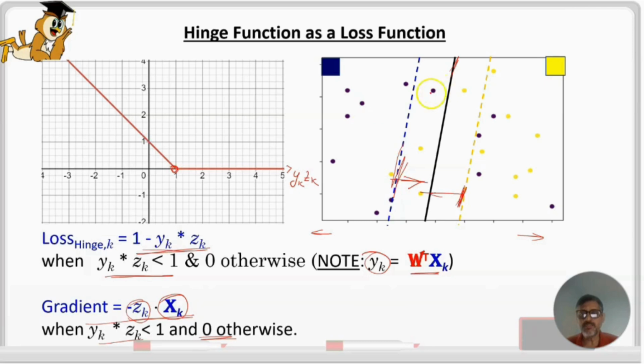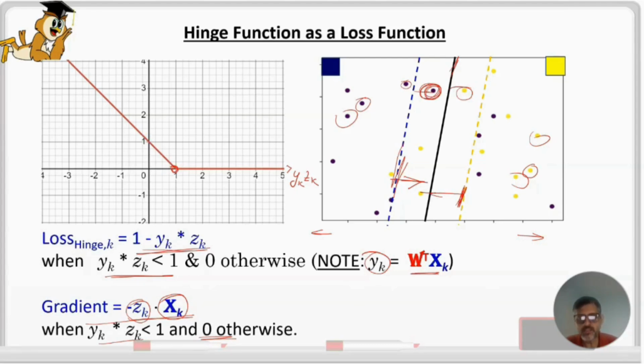So for example, this point, although it is correctly classified, would still contribute to the loss. These points would not contribute to the loss. Similarly, these yellows would not contribute to the loss, but this particular yellow would contribute to the loss. So that is what the hinge function is doing. It is not only imposing a penalty on the points that are wrongly classified, but it is also imposing a penalty on points that are just barely correctly classified.